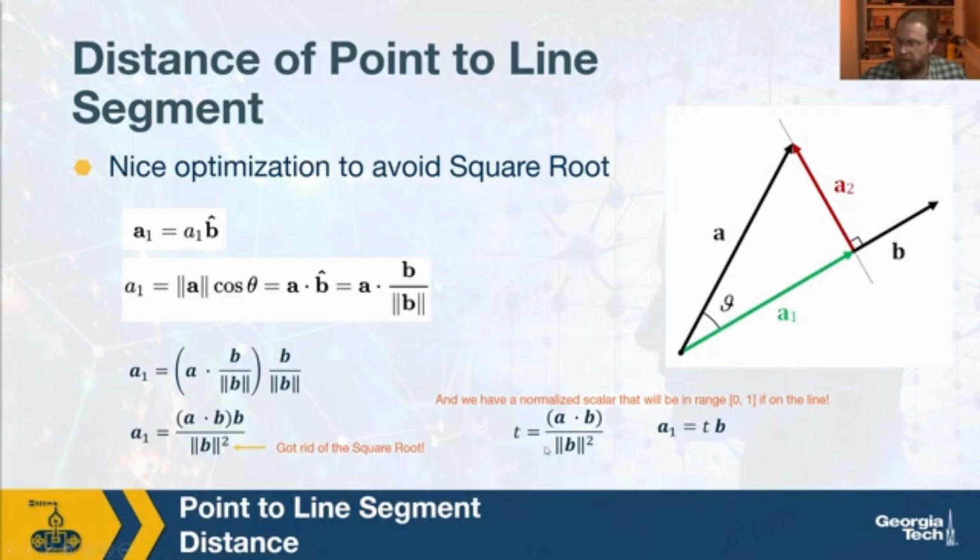We got rid of the square root, and then we've normalized our scalar to be in the context of the full length of B. So that makes implementation very easy.